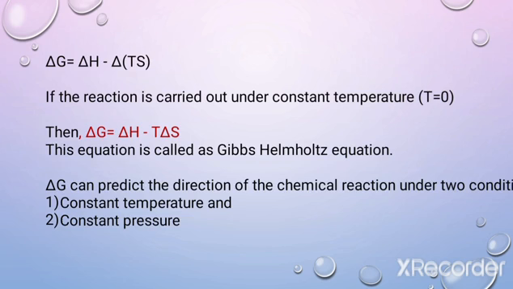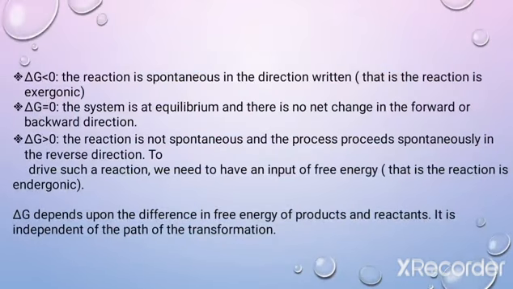Delta G can predict the direction of the chemical reaction under two conditions. The first condition is constant temperature and the second condition is constant pressure. If the value of Gibbs free energy change is less than 0, the reaction is spontaneous, that is, the reaction is exergonic. If the value of delta G is equal to 0, the system is at equilibrium and there is no net change in the forward or backward direction.